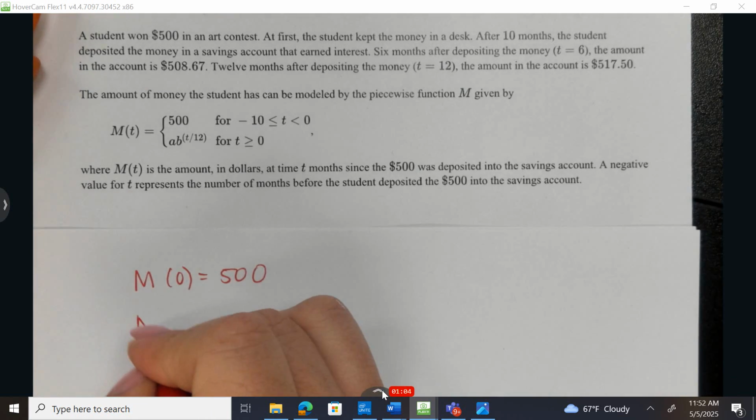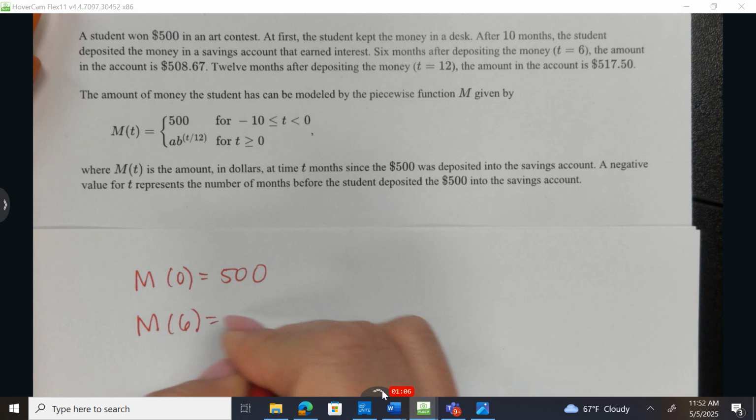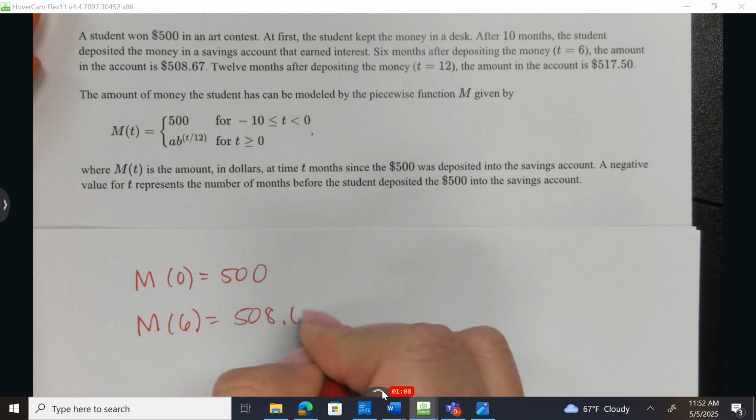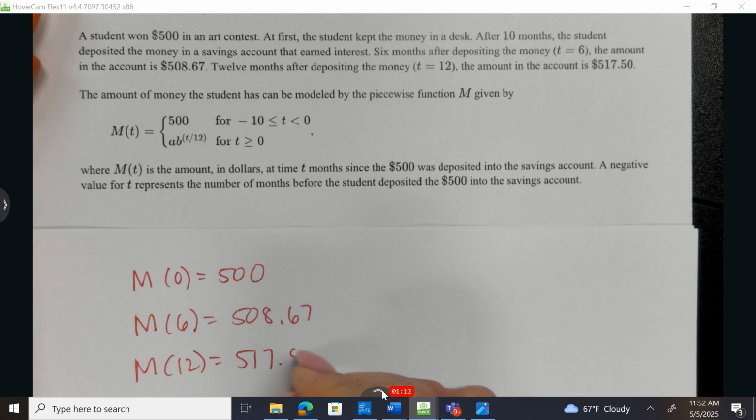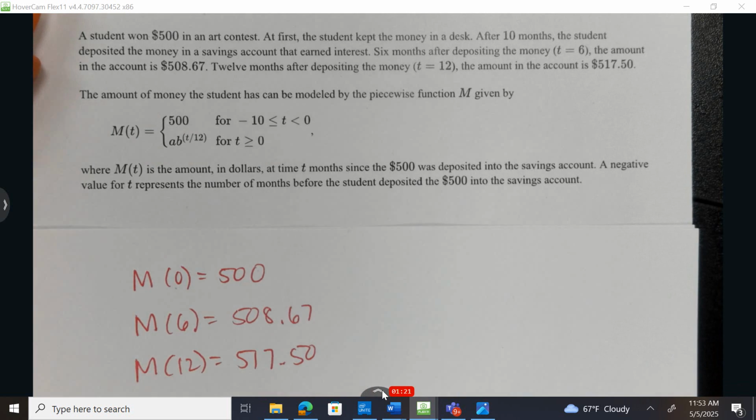We know that m of 6 is 508.67, m of 12 is 517.50. So this is that given point t. This is the time after the $500 is deposited, and then this is the amount in the account after you've earned interest. Okay, so let's start with the first one.